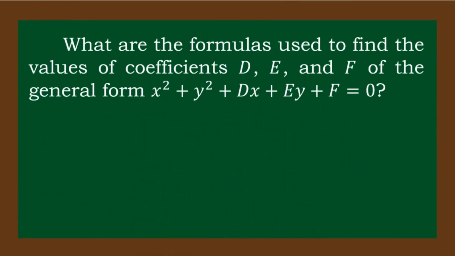What are the formulas used to find the values of coefficients d, e, and f of the general form x squared plus y squared plus dx plus ey plus f equals 0?